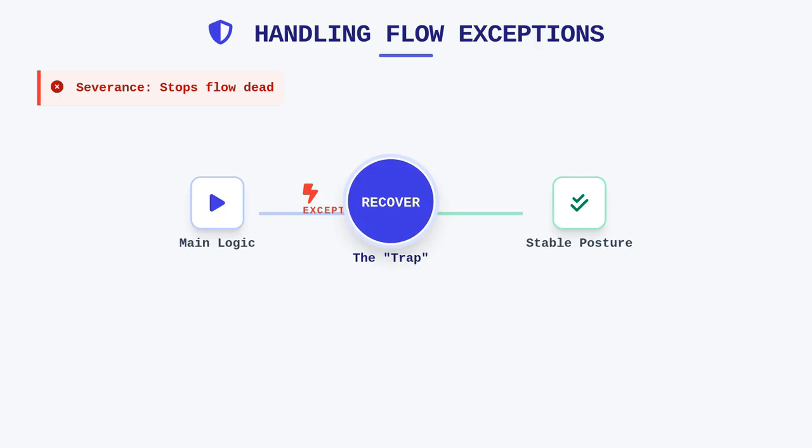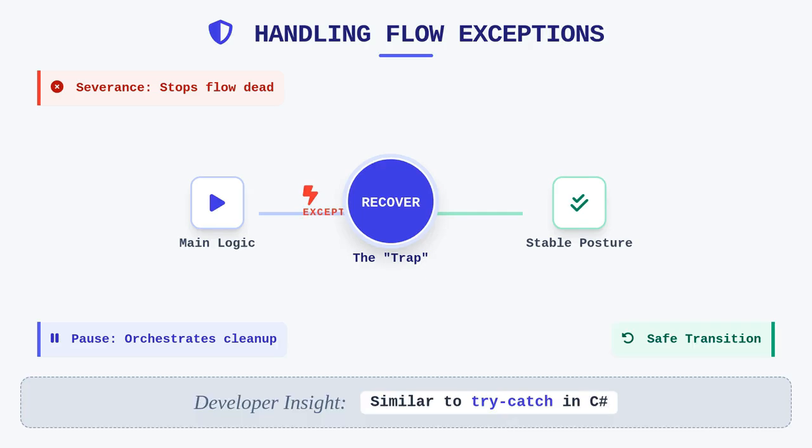Once the execution enters this recovery branch, the standard sequence of your main logic is effectively paused, giving you the necessary control to perform cleanup operations. I often liken this to a try-catch block in C#, where the intent is not to ignore a problem, but to acknowledge it, log the necessary information, and orchestrate a safe transition back to a stable posture.